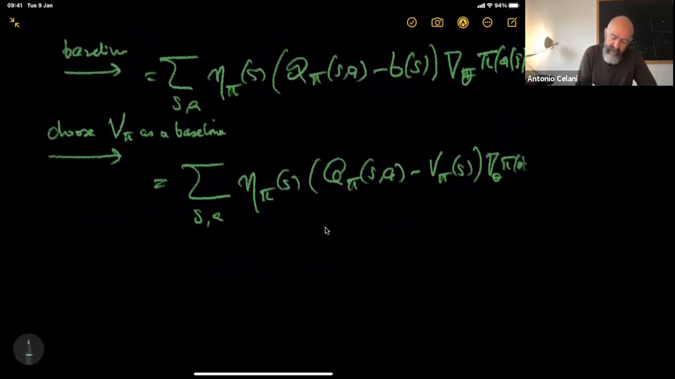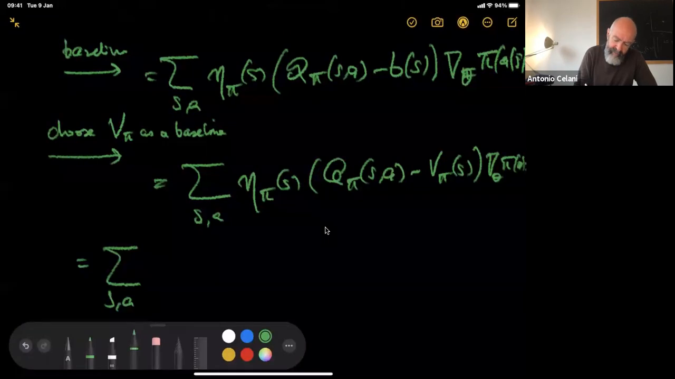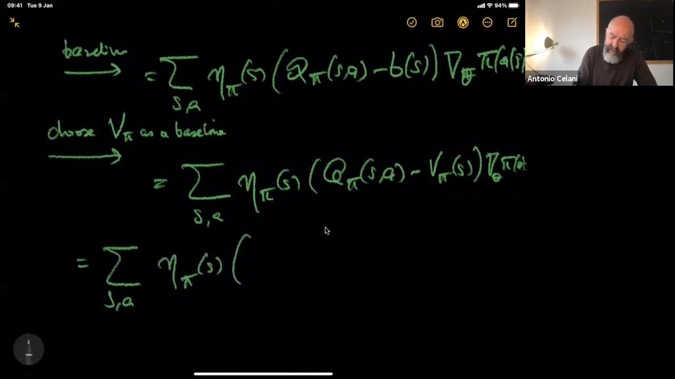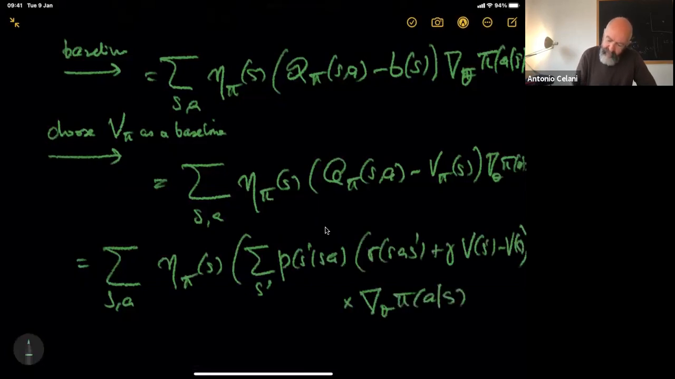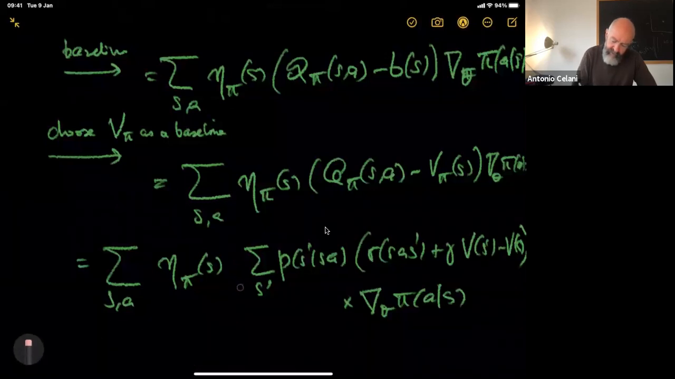And then we take yet another step, which is still exact. We replace here the definition of Q. So sum over S prime, P of S prime given S, A, times R of S, A, S prime plus gamma V of S prime minus V of S, all this times grad theta. And I can remove this bracket here because it's not necessary.